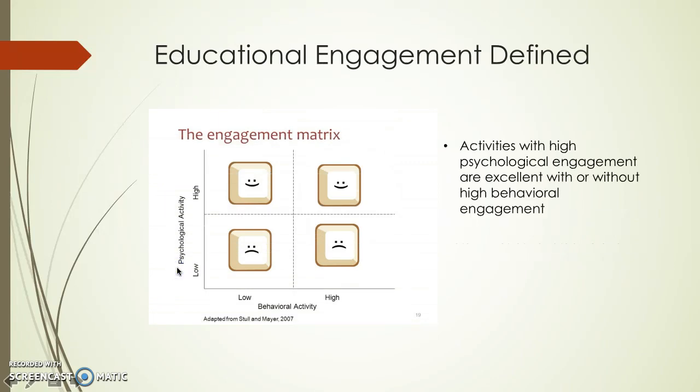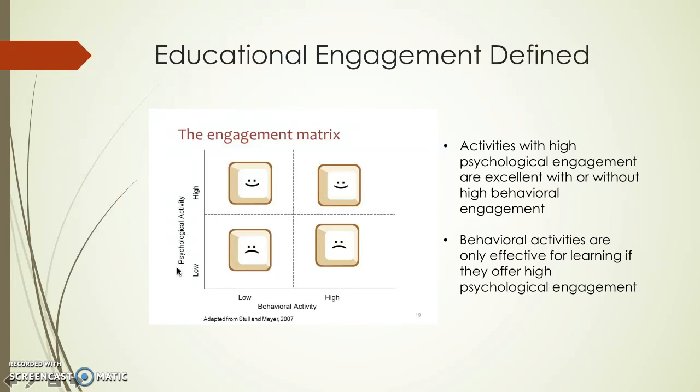When we're talking about the two together, there's this little matrix that's included that actually was pretty effective at highlighting this. This matrix is demonstrating the difference between the two and how they interact. The biggest takeaway from this is showing us that activities with high psychological engagement are excellent all the time. So that's whether they're including behavioral engagement or not. So clearly the best option is if you have both, where the student is physically engaged but then also psychologically engaged, but that's not possible at all times. So as long as they're psychologically engaged, that's really what you're going for.